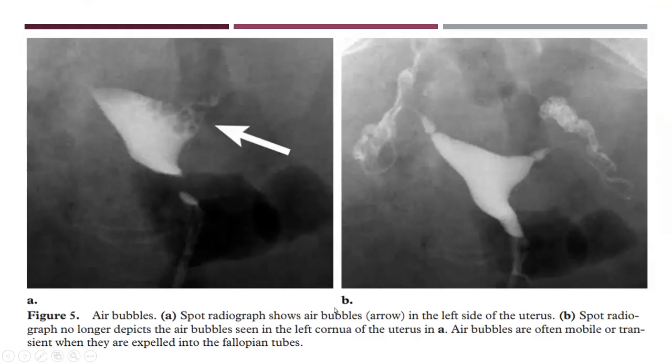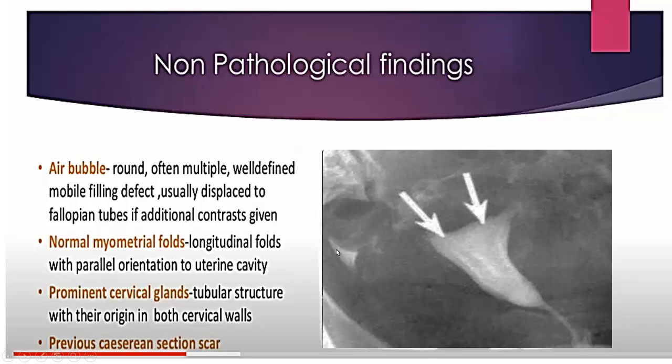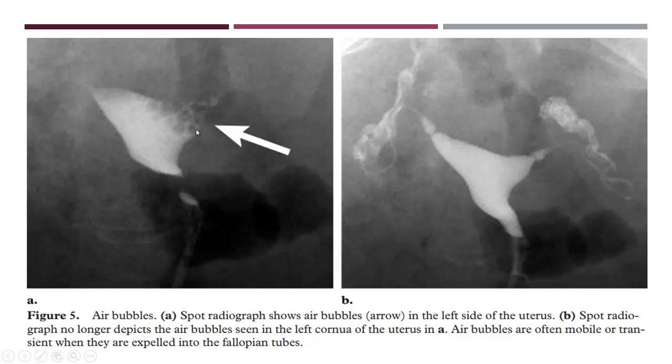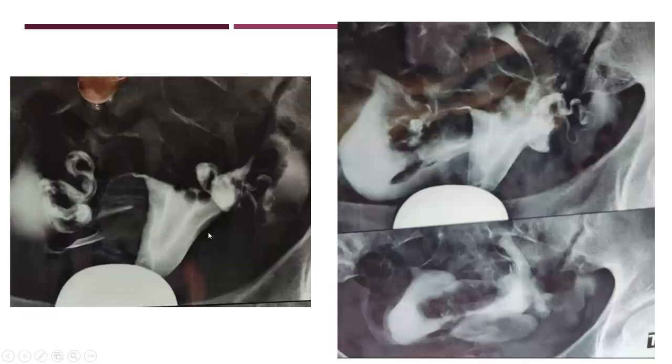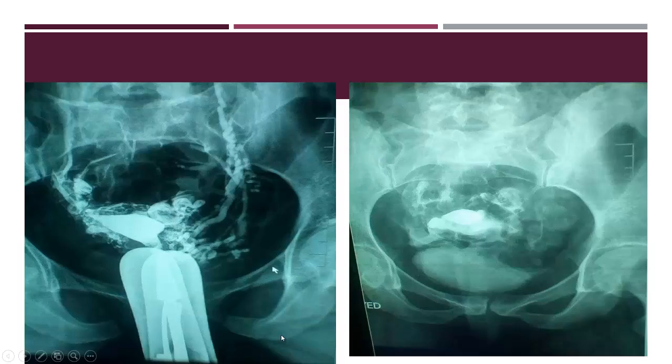Prominent cervical glands, like here, and this is air bubbles also. We have prominent cervical glands and the appearance of a previous cesarean section. This is air bubbles. Here, when injecting more contrast, they pass to the fallopian tubes. This is the typical air bubbles. Here also there are air bubbles, and this is the double wall fold of the endometrial cavity. But there is homogeneous smearing of the peritoneal folds.